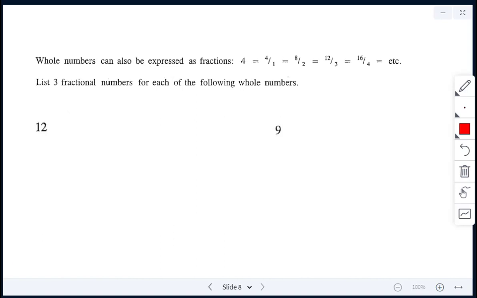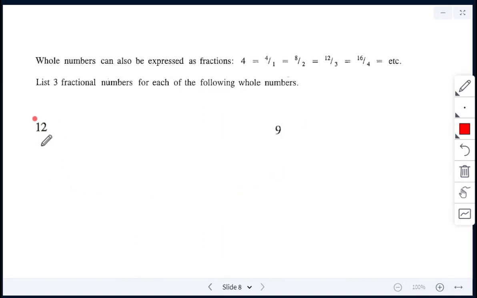Okay, so lastly, our last slide here is showing that whole numbers can be expressed as fractions. So 4 over 1 is the same thing as 4 divided by 1, which equals 4. 8 over 2, that's the same thing as 8 divided by 2, which is equal to 4. 12 over 3, which is 12 divided by 3, is equal to 4. 16 divided by 4 also gives us 4. So we can write whole numbers as fractions because fractions are technically another way of writing division.